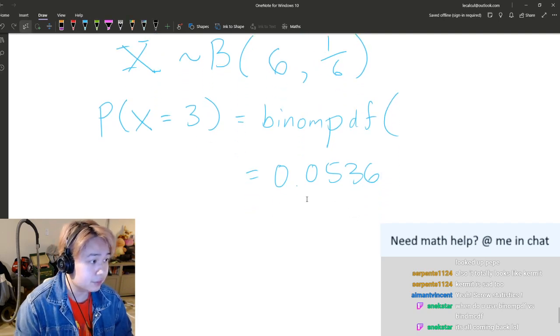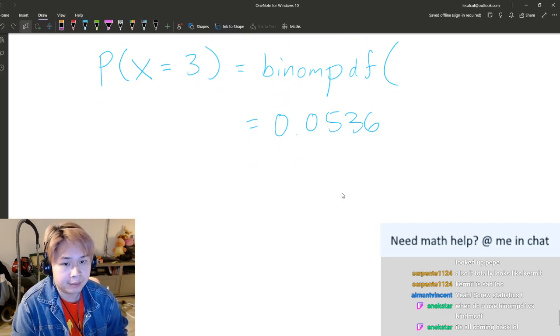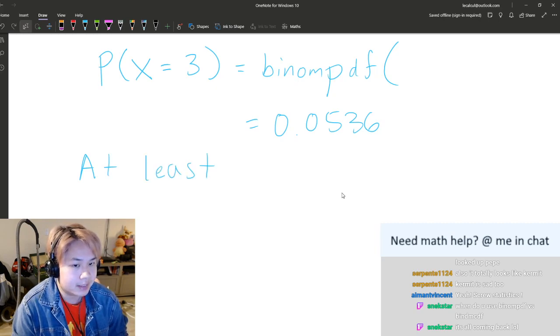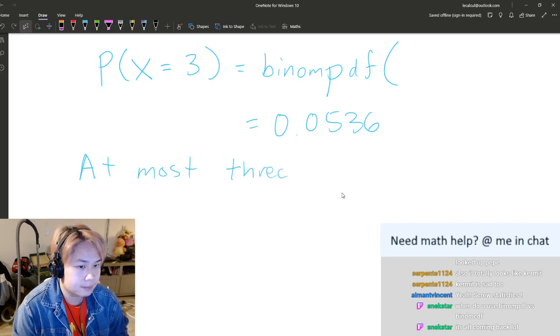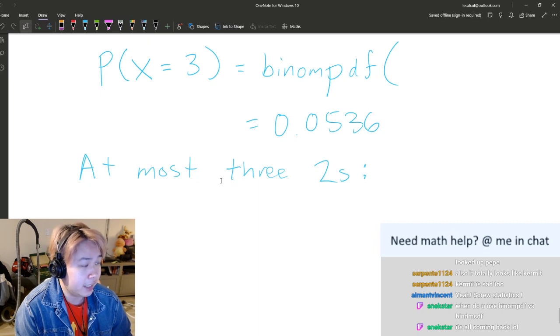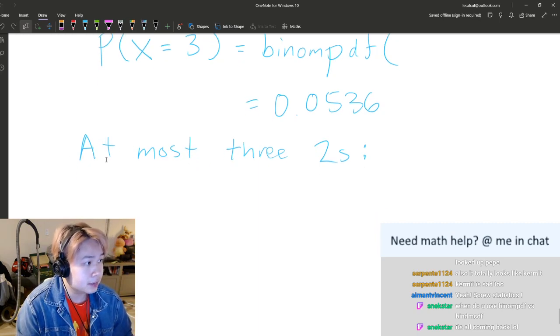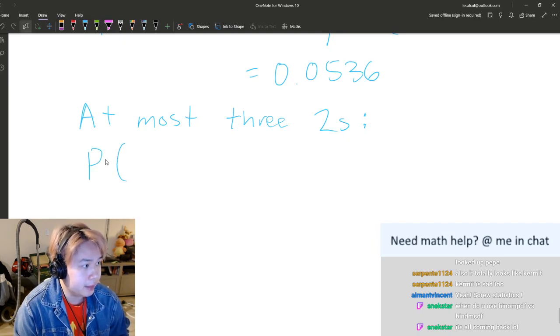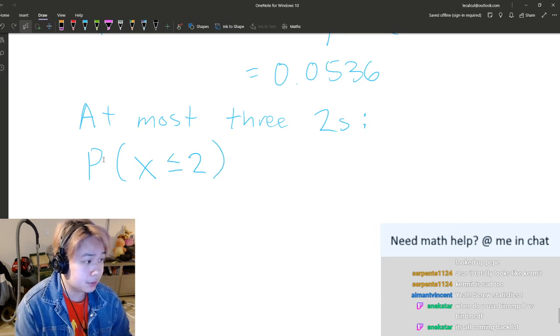Yeah, it's coming back. Now this is very different than if I asked what's the probability of at most 3 twos. So sometimes you'll see the question and then it'll have it written like this. So this is different because the probability that you're calculating is an inequality. You're allowed to be 3, but also it's at most 3 twos, so then you can have fewer twos. So then this is an inequality. X can be equal to 3 or less than 3.